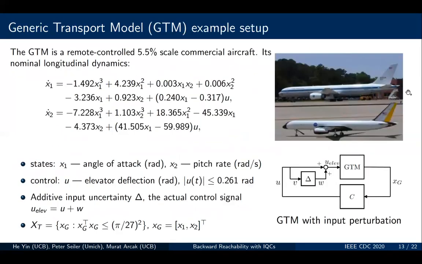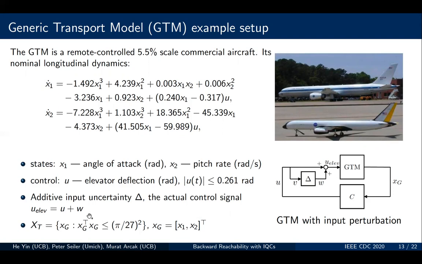Now let's look at a GTM example. The GTM is a 5.5% scaled commercial aircraft. We have its nominal longitudinal dynamics as follows. The control input is elevator deflection. We assume that there is an additive uncertainty acting on the actuator. So the actual control signal that goes to the GTM equals W plus U.